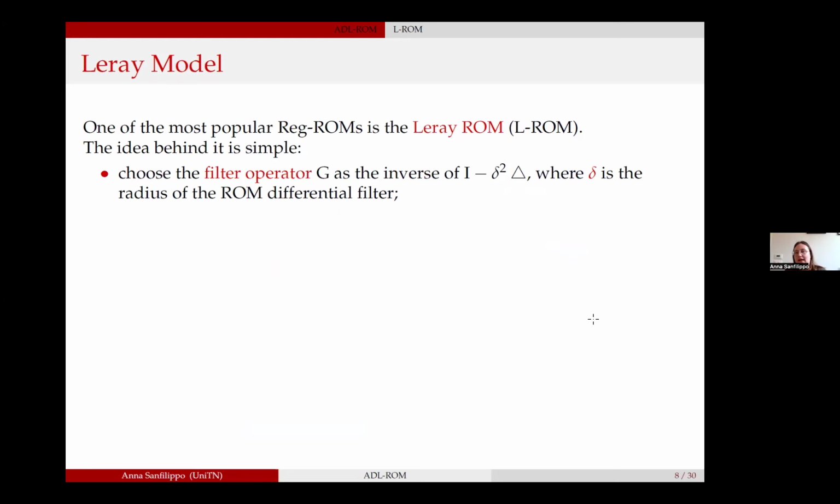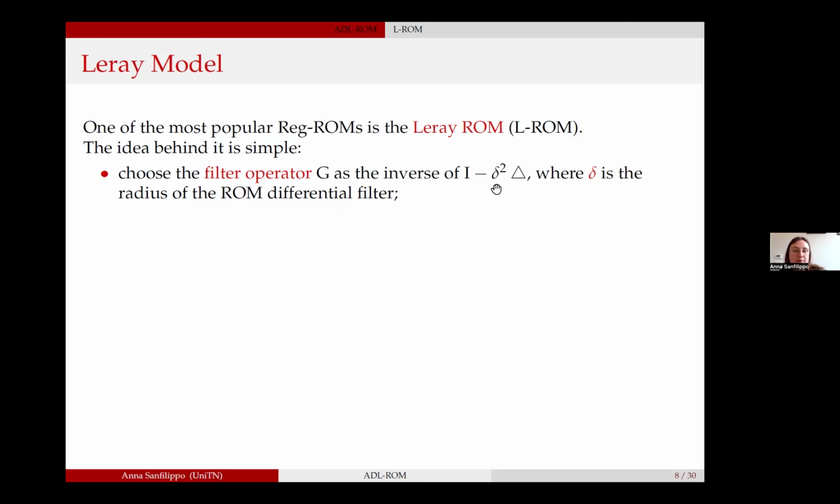So there are a lot of Reg-ROMs, and one that is very famous and also quite old is Leray ROM, also called L-ROM for short. The idea behind this is very, very simple. We just choose a filter operator G, in this case a ROM differential filter operator, that is the inverse of the identity minus delta squared times the Laplacian. And ROM differential filter means that this operator has dimension R, as all the other quantities in the G-ROM.